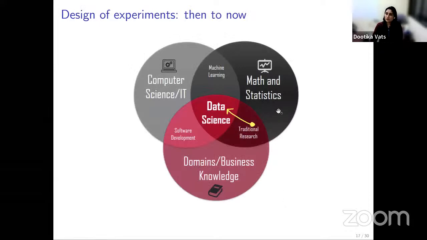Now, design of experiments used to be a very traditional applied statistics area. It used to be in the mathematics and statistics domain, right? So agriculture had a big design of experiments application, and clinical trials are a big design of experiments application, for example. Now with data science, with more computers available, it has moved into sophisticated designs that can deal with more complex problems, and that has moved into the data science world. Okay.